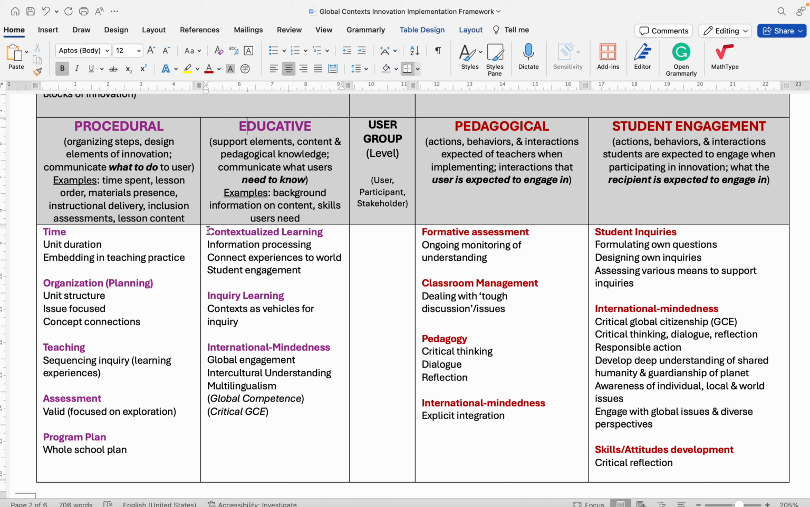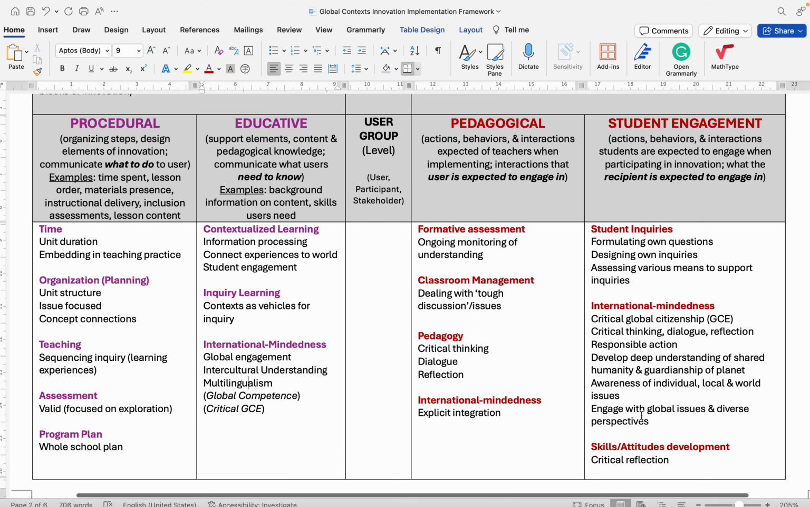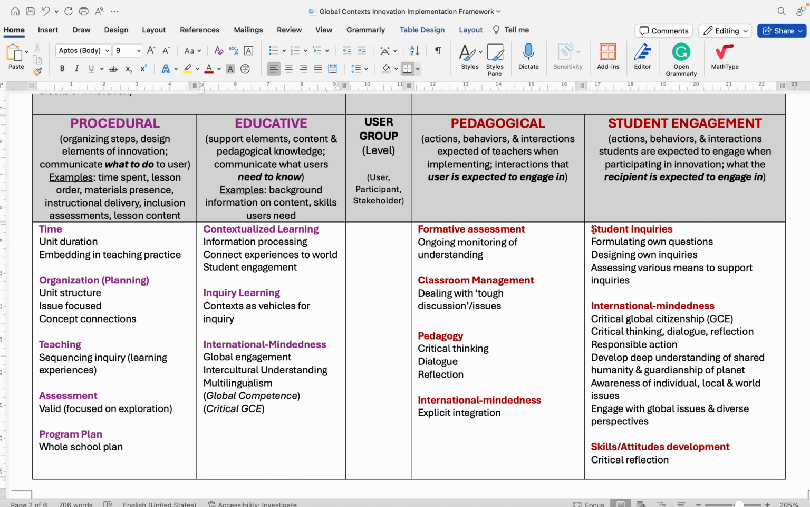So you know the idea that teachers need to understand what contextualized learning is, how it relates to inquiry-based learning, and then if you go into international mindedness, which is definitely a connected goal, it's really big, and this is kind of a big nebulous term with lots of different interpretations, and I've just listed a couple of them here. In terms of student engagement, there are more specific, maybe outcomes, right?